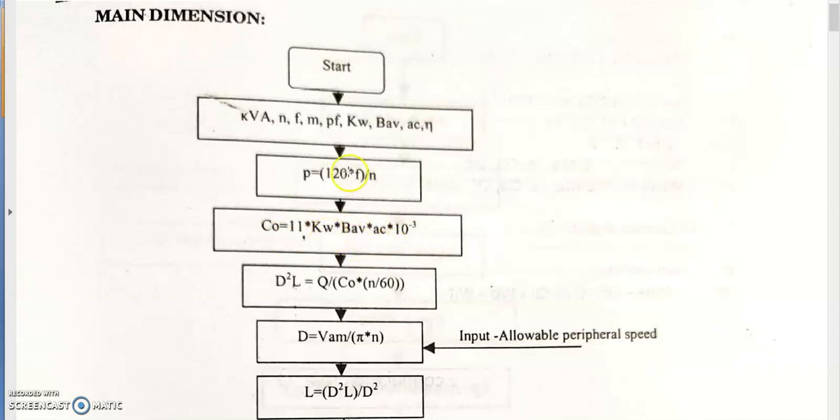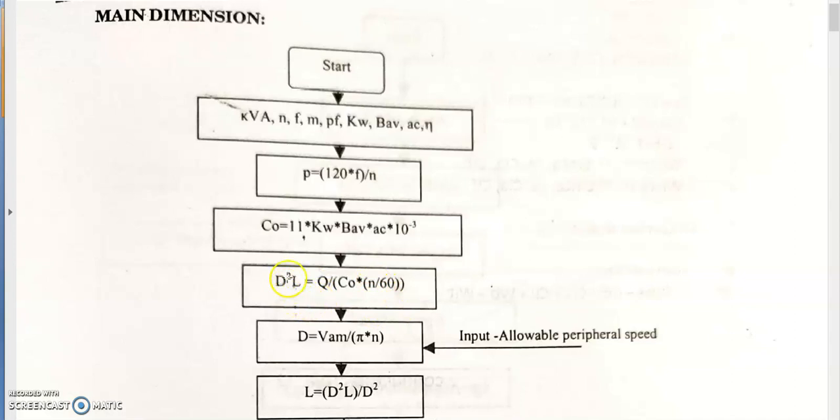If this Kw is given in the problem, we can use it; otherwise the conventional value for this Kw, the stator winding factor, is 0.955. Those we have already discussed. Provided B average and AC are given in the problem, you can calculate C naught. Then we substitute C naught and Ns, which we calculate from the equation P is equal to 120 F by N. If N is given in RPS, directly substitute it; otherwise we have to convert it into RPS.